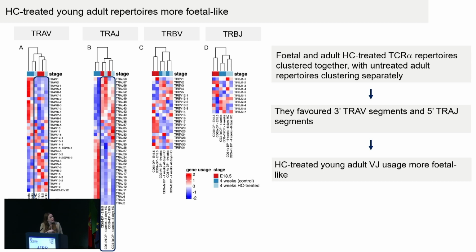And they actually favor by location, so they favored the 3' TRAV segments and the 5' TRAJ, just like the fetus. And so this is suggesting that this hydrocortisone treatment, synchronizing these cells, actually makes the young adult usage more fetal-like.